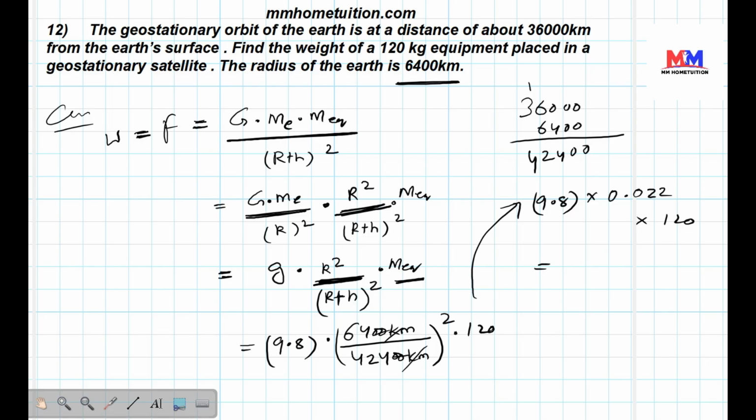So that equals approximately 26.5 Newton. So that is 26.5 Newton. That is the force value at the geostationary orbit of the Earth, at this distance in kilometers from the Earth's surface, for the weight of a 120 kg equipment placed in a geostationary satellite. So that is the force, the weight of the equipment within the geostationary satellite.